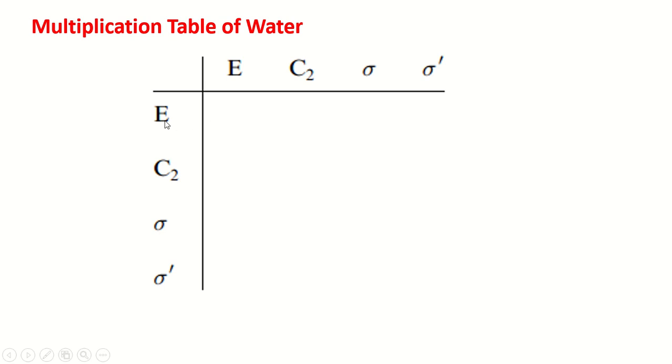What happened if we combine the identity with C2? If a molecule has an identity, we have to perform the symmetry operation identity, then C2.